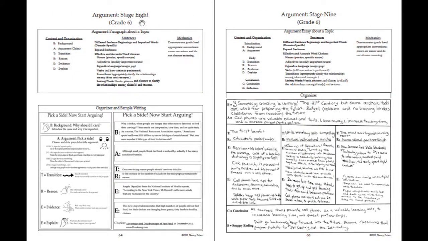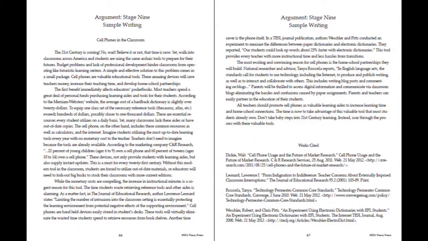Stage 8, again, grade level is 6th grade. We have our descriptors, what content and organization should be in this paragraph, the sentences and the mechanics. We have our sample organizer filled in with the writing. On page 65, we have our argument, which is stage 9, grade 6, your descriptors, your sample organizer filled in for an essay. And then on the very next page, page 66, you have your sample student writing. Notice works cited are included as well at this stage.